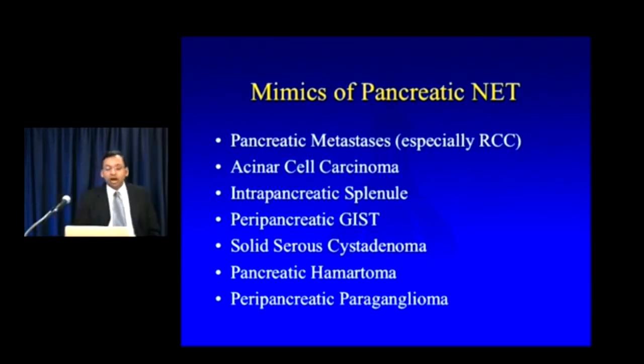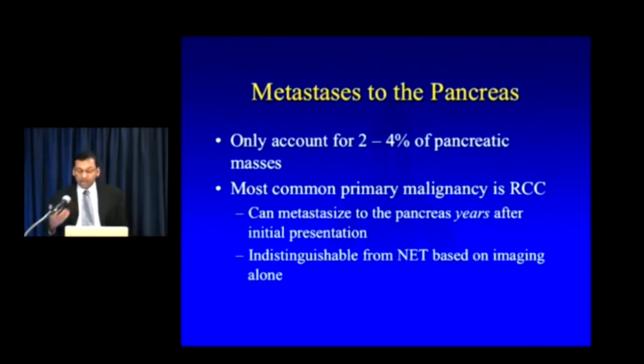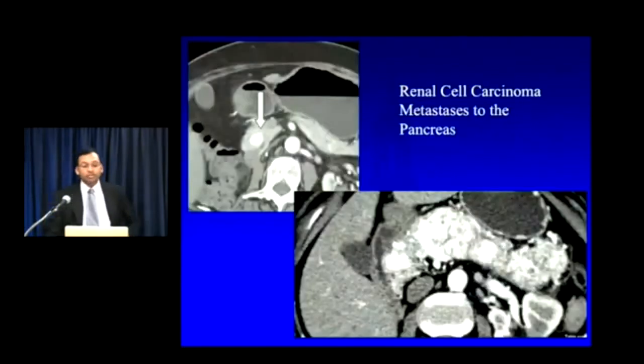I'd say the most common mimic, and the one that comes up relatively frequently in my own practice, is metastatic disease to the pancreas, and classically renal cell carcinoma. Now, renal cell carcinoma can metastasize to the pancreas years after initial presentation, and because these are fundamentally hypervascular tumors, especially with clear cell RCCs, a hypervascular met to the pancreas from an RCC will look indistinguishable from a neuroendocrine tumor based on the imaging alone.